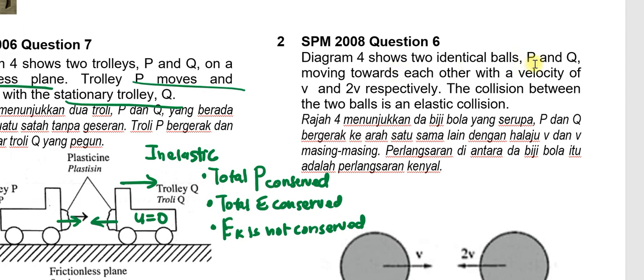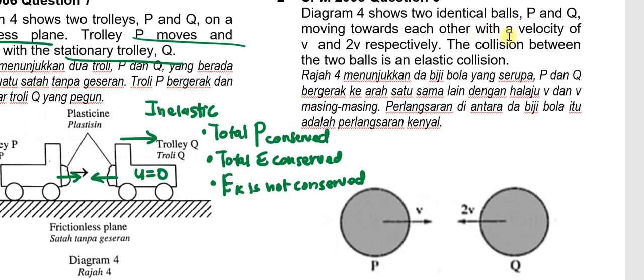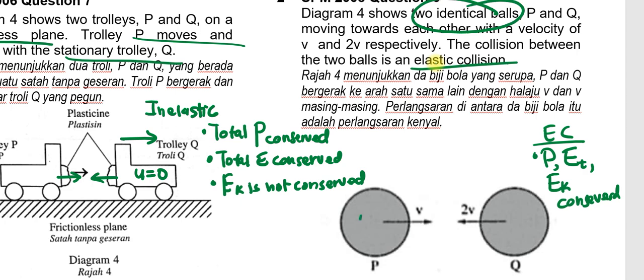Diagram 4 shows two identical balls P and Q moving towards each other with velocities V and 2V. The collision between them is an elastic collision. If it is an elastic collision, I will not write this every time: your momentum, your total energy and your kinetic energy, everything is conserved. All three are conserved. But be careful, they tell you the balls are identical, which means their mass is the same.